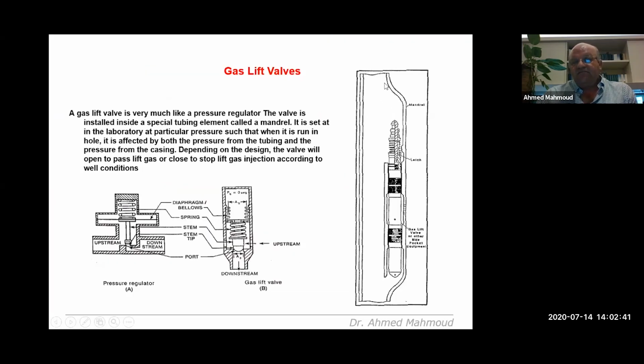And the mandrel will be installed in between 2 sets of tubings. So while you're running the completion, you will have one full tubing, and then you will put a gas lift mandrel and another one on top of it. So in between, okay, 2 joints of tubing.